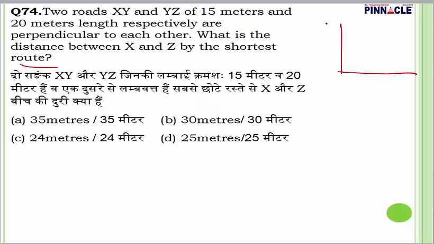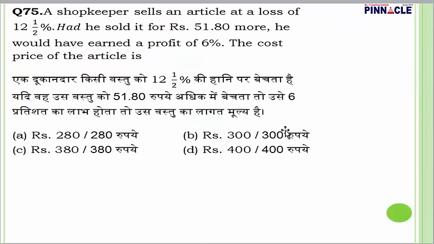XY and YZ. X, Y, Z. XY is 15 meters, YZ is 20 meters, respectively perpendicular to each other. What is the distance between X and Z by the shortest possible route? In other words, we have to find the value using the Pythagoras triplet, 15, 20, 25. 3, 4, 5 is the triplet. So 15, 20, and 25. Answer is D.